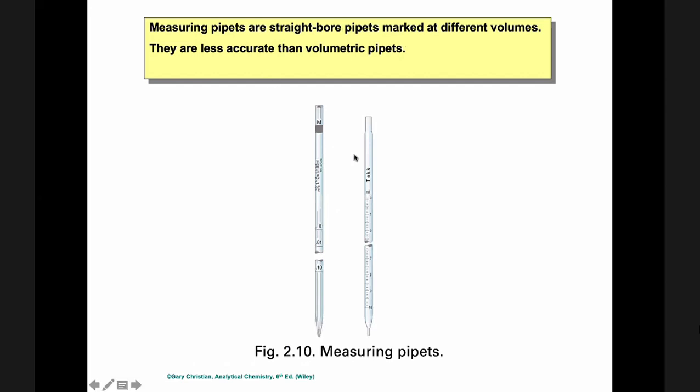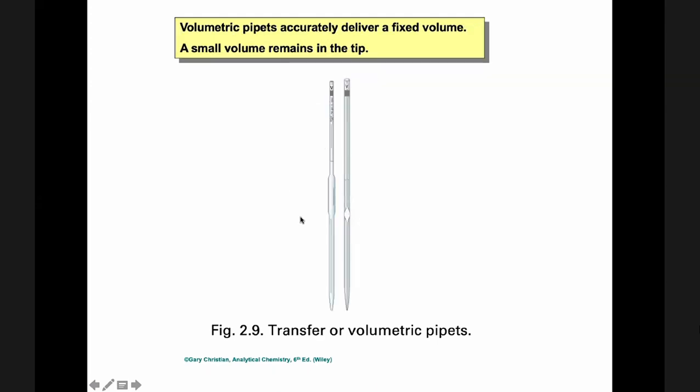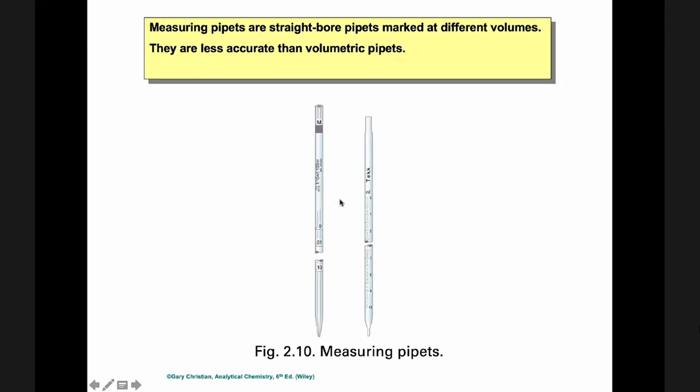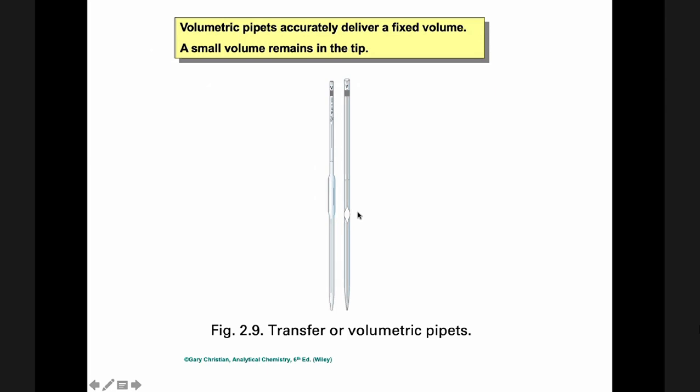So these are measuring pipettes. These are marked at different volumes. They are less accurate than the volumetric pipette. That's why during standardization of your solutions, during preparation of your standard curves in spectrophotometric analysis, and also in chromatographic analysis, you should use this one, not this one. The other is not allowed, because measuring pipettes are less accurate than the volumetric pipettes.